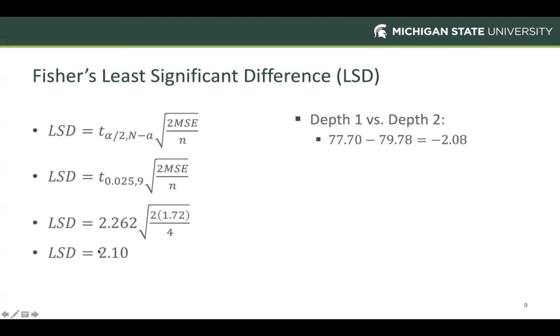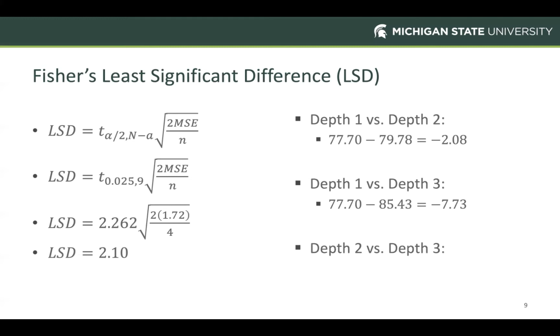And so I should indicate here, this is obviously an absolute value because it's arbitrary if we're taking the mean from group 1 minus the mean from group 2 or vice versa. But in either case, that difference is not found to be statistically significant in this case. In contrast, if we look at group 1 versus group 3, in this case, we find a much larger difference of 7.73 decibels. And so we would claim that those means are significantly different from one another. And then lastly, depth 2 versus depth 3, as shown in the preceding calculations, that would give us a difference of 5.65 decibels, which would also be significant.